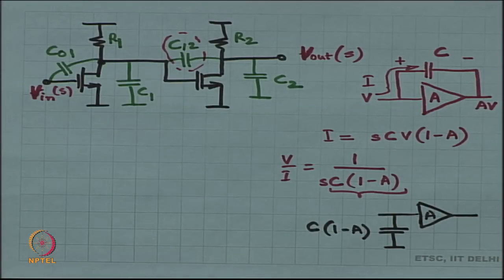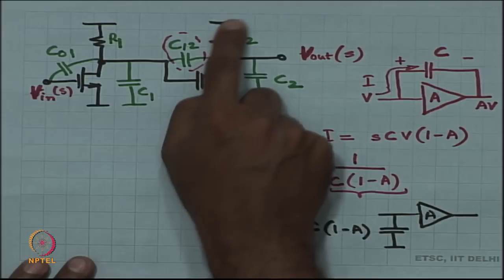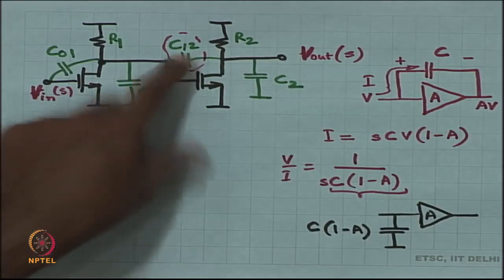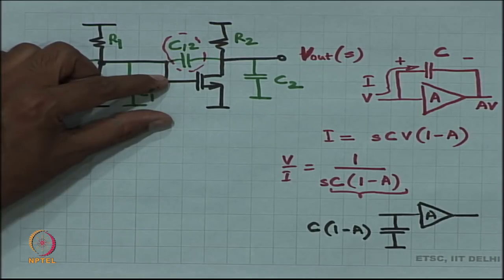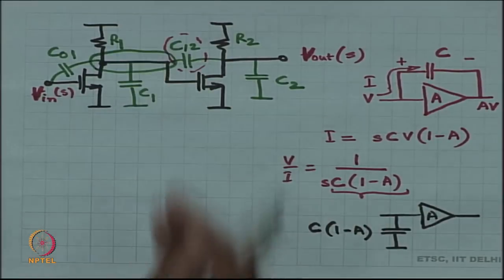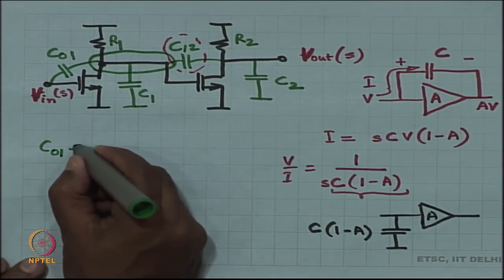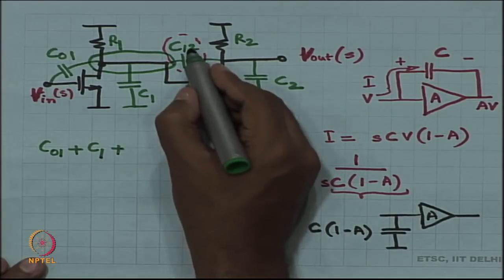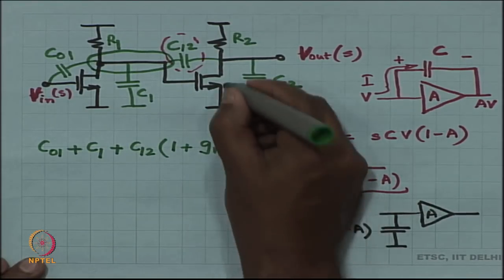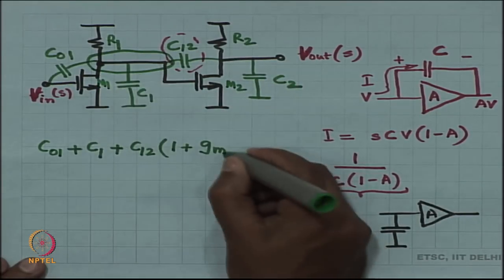At the other frequency we do not know what A is. So, let us not bother, right, but at least at DC A is equal to minus Gm times R2, and I have got C12 in shunt with this amplifier, and therefore, the capacitance it is going to project is going to be C12 times (1 plus Gm times R2), okay, 1 minus A. So, it is as if the capacitance at this node is effectively C01 plus C1 plus C12 times (1 plus Gm2 R2).